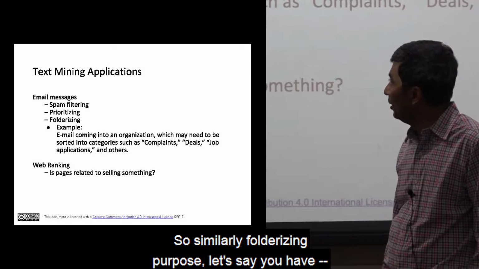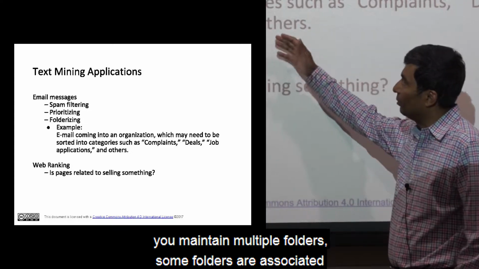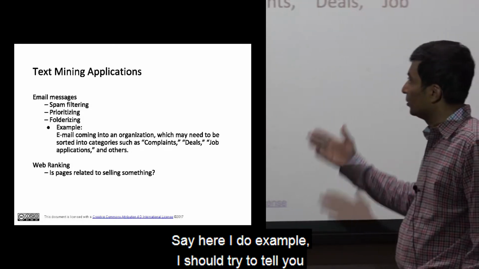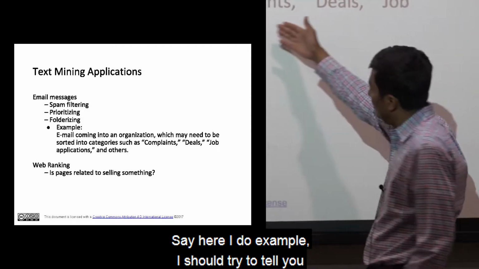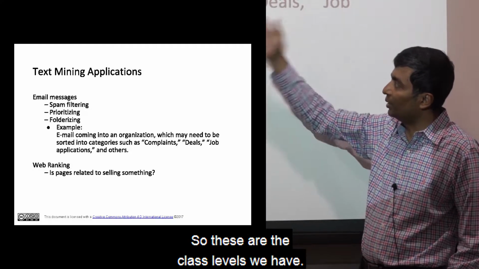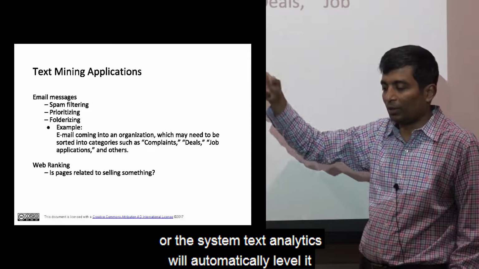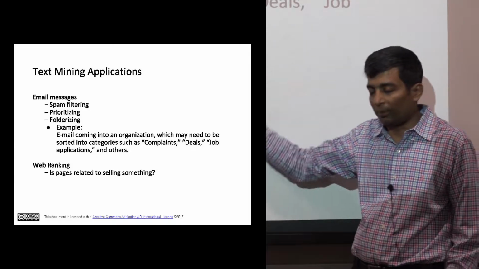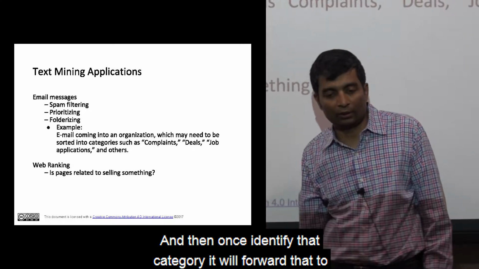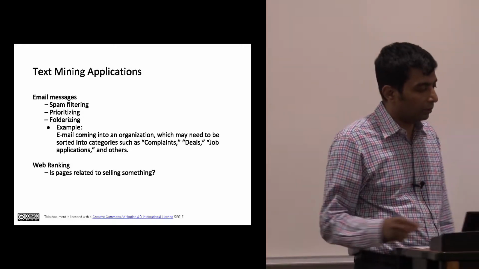Similarly, for foldering purposes, let's say you maintain multiple folders. Some folders are associated with, say, your office work. As an example, I try to show that for an incoming text document, I want to categorize it into complaints, deals, and applications. So these are the class labels we have. When a message comes, the text analytics system will automatically label it as one of these categories, and once it identifies the category, the system will forward that document to that folder.